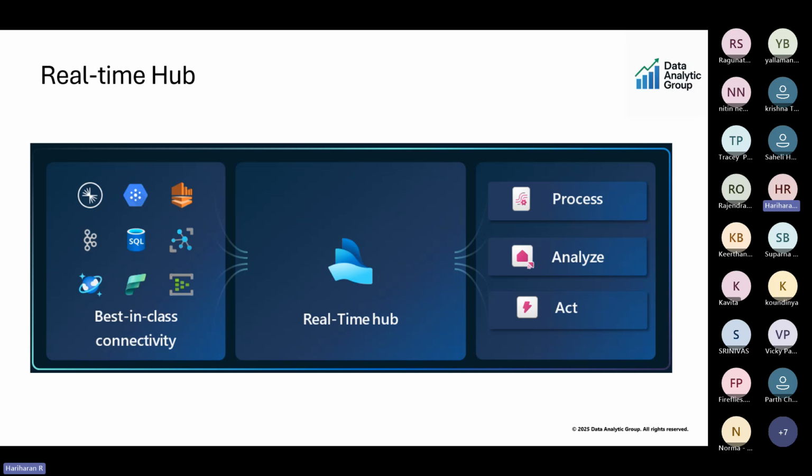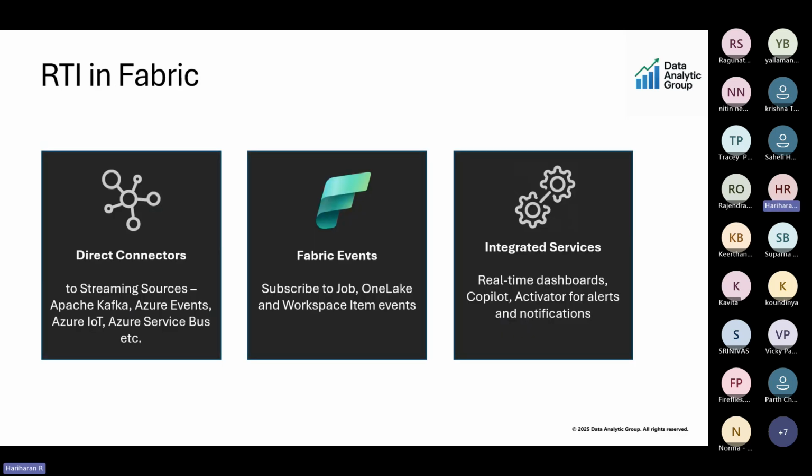You can connect to different data sources as it supports multiple connectors, and the real-time hub is where you do the processing of the events through event streams. You can easily analyze that using KQL query sets and the real-time dashboards, and you can even take an action with the help of Activator. So all are natively integrated. It is just a matter of connecting to the sources and building the event houses, dashboards, and activators. So these are all the features.